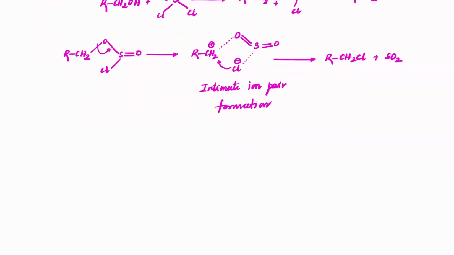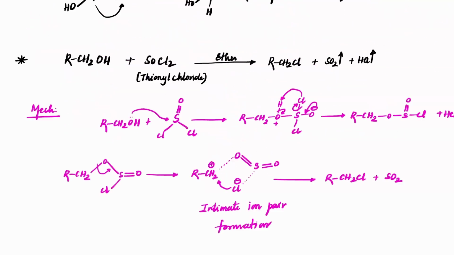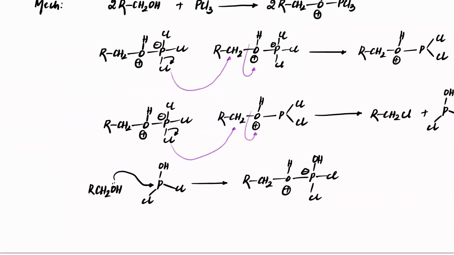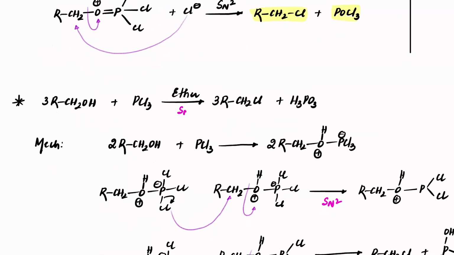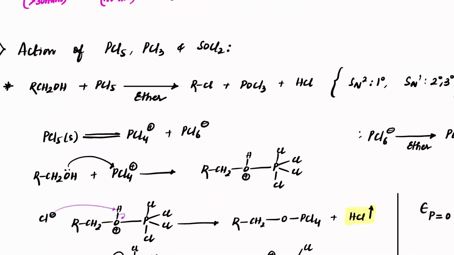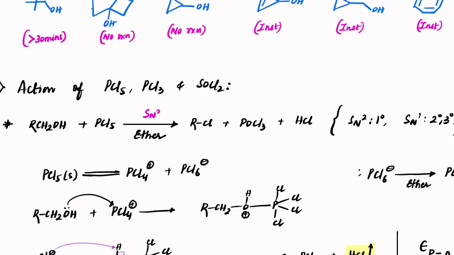Now, what is the important part? If you go back to these reactions, they are all SN2 driven. Here also it is SN2 driven. Here also it is SN2 driven. Correct? Everywhere there is an SN2 reaction. So this is also an SN2 type of reaction. Going back here also it is more of SN2 driven.